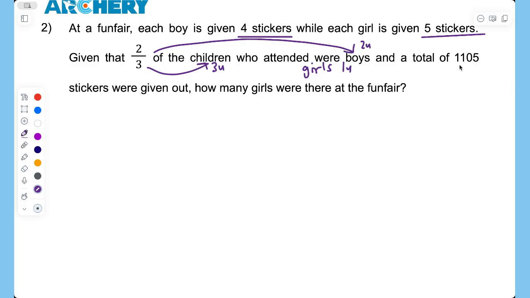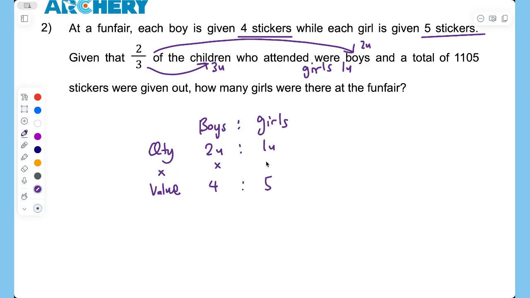There are a total of 1,105 stickers given out. How many girls were there at the fun fair? So we have 2 units of boys to 1 unit of girls. This is the quantity. Okay, and for value, in this scenario, each boy is given 4 stickers and each girl is given 5 stickers. That means in one group, there are 2 boys and 1 girl. This is one group.